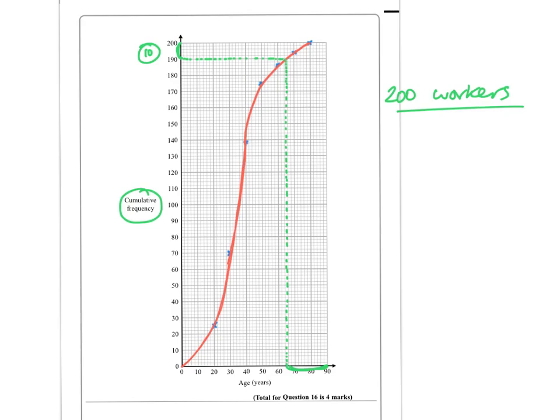But, well, Graham's wrong then, because he said 10% of the workers at the factory are older than 65, when really he should have said there's only 10 of the workers, and 10 out of the 200 is 1/20th, okay, or 5%. So he was wrong, not correct. Okay, so that's that question done.